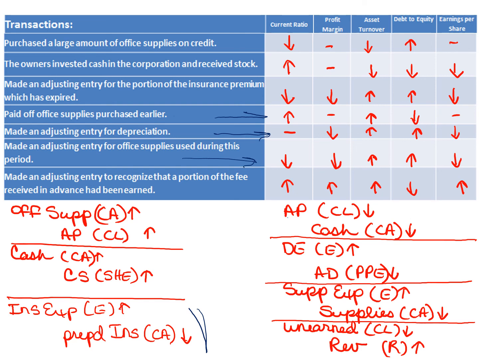Oh, wrong line. So the next one is make adjusting entry for office supplies used during this period. That's a debit to the expense, a credit to the supplies, very similar to what we're doing here. And so this pattern is the same. And the last one, made an adjusting entry to recognize the portion of the fee received in advance that unearned revenue has been earned. So I'm going to debit the current liability unearned revenue, and I'm going to credit the revenue because that will increase it. And here's the pattern there.